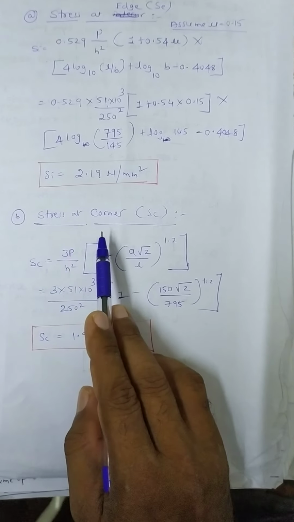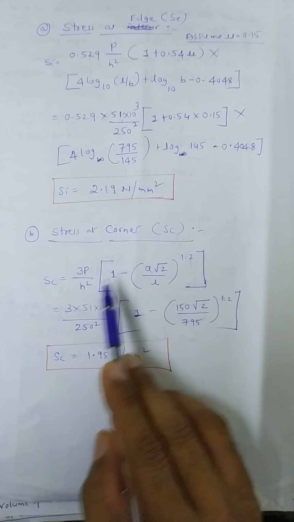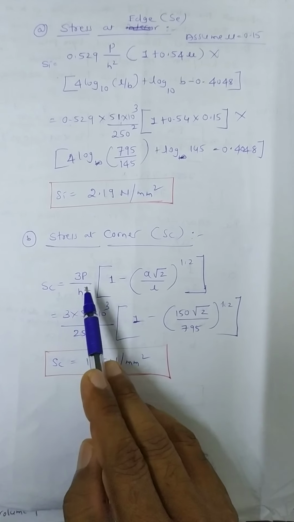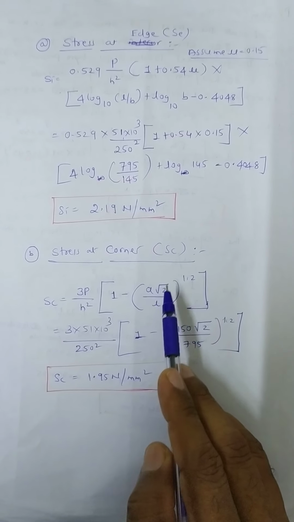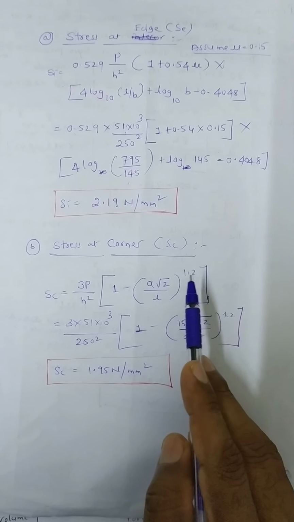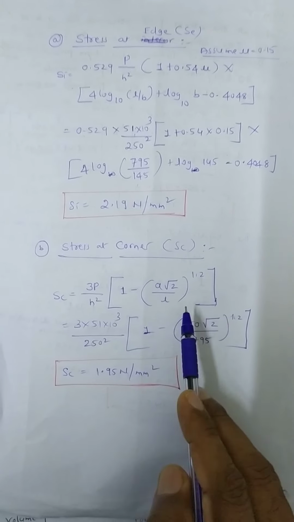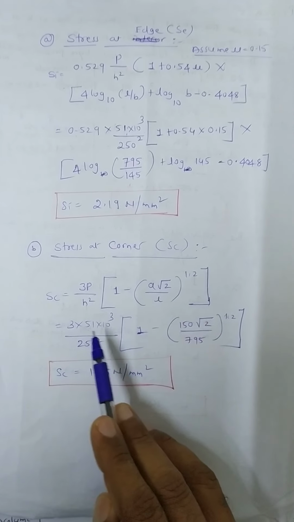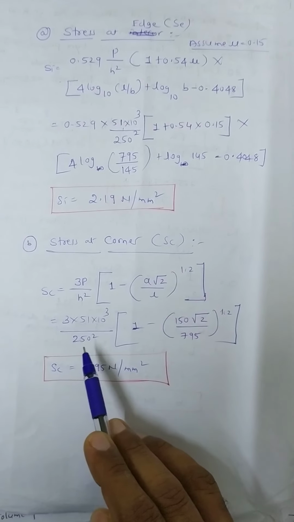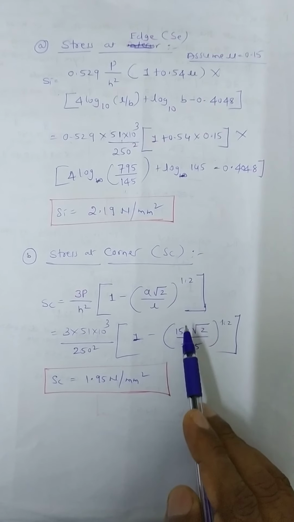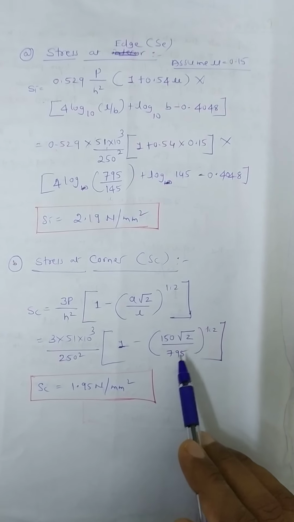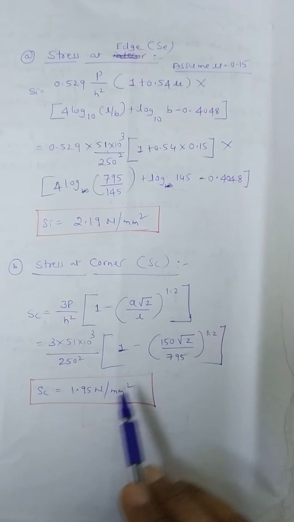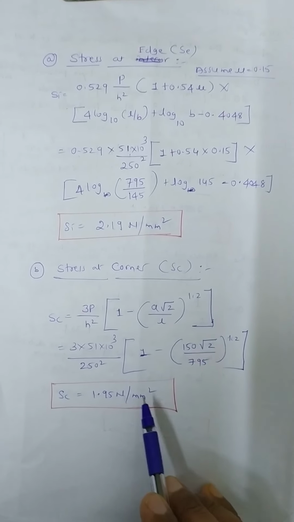Next is the stress at the corner, S_c equals 3P divided by h square into [1 minus (a into square root of 2 divided by L) raised to 1 by 2]. Put the values in this equation: P is 51 into 10 to the power of 3, h is 250, a is 150, L is 795, so we get 1.95 Newton per mm square.